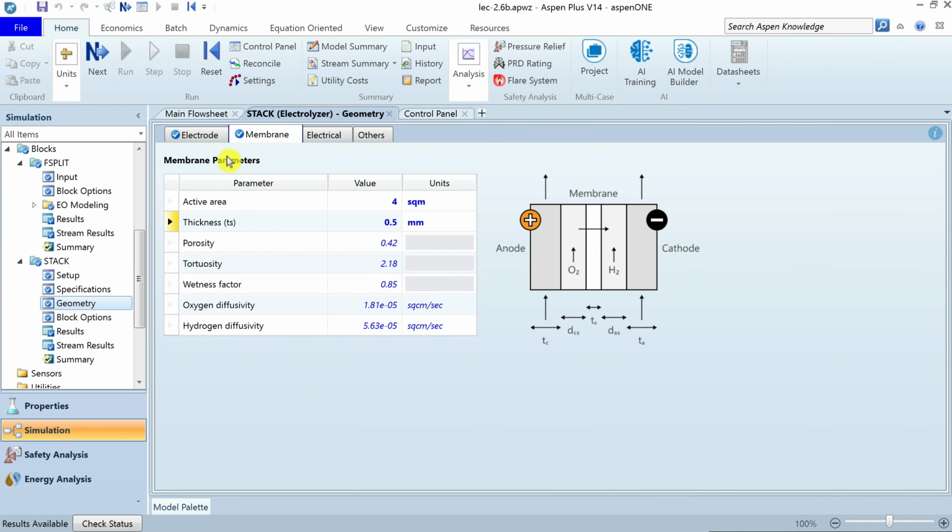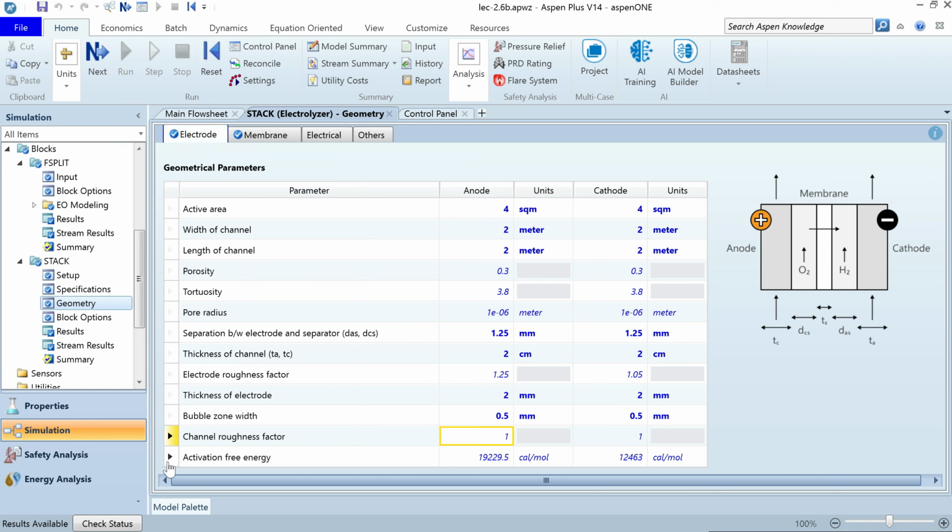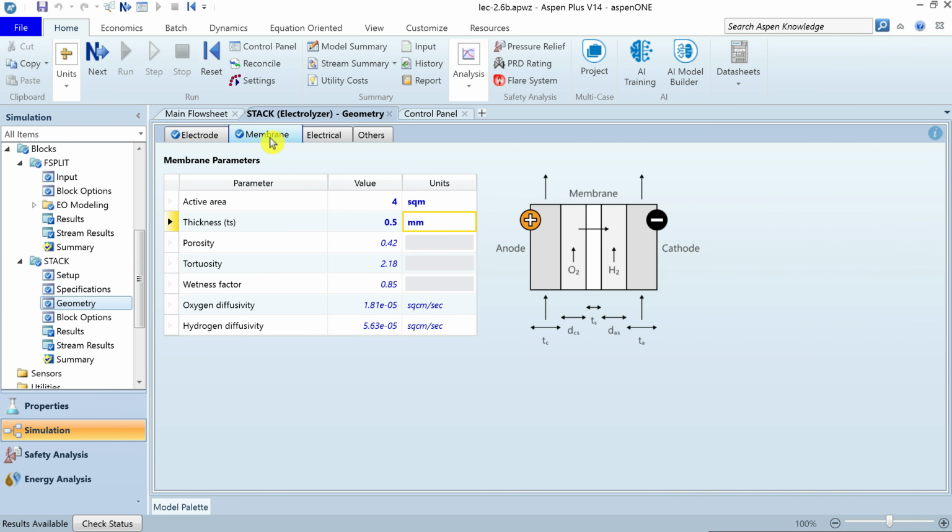Besides the provided geometrical details, you can vary the activation free energy. You can also define the structural specifications including porosity and tortuosity as well as the pore size. On the membranes tab, you can define the mass transfer coefficients of oxygen and hydrogen through the membrane as well as the wetness factor and the structural properties of the membrane.